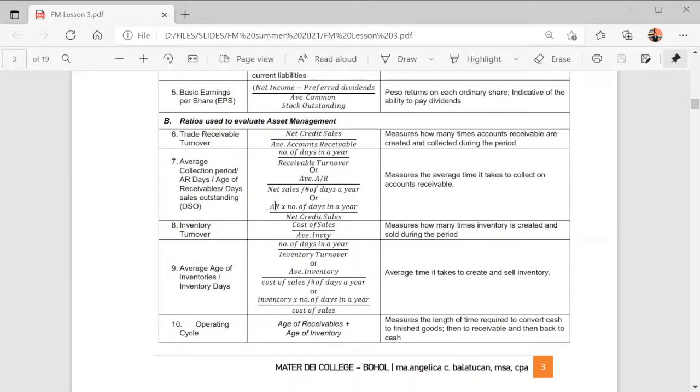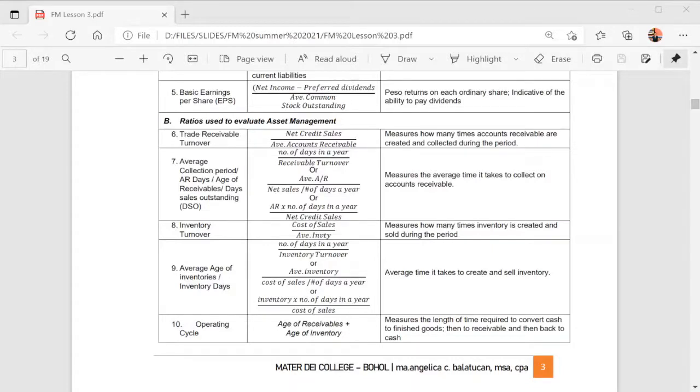So, AR, again, this is average AR times number of days in a year divided by net credit sales. So, it's easier to compute since it's times, not divide. Again, this will provide you with the same answer. So, this measures the average time it takes to collect your receivable. That is day sales outstanding or AR days because it will tell you how many days usually I can collect my receivables. Okay?